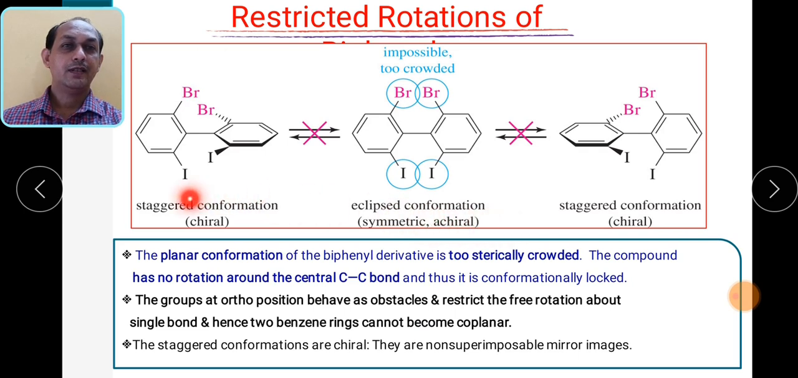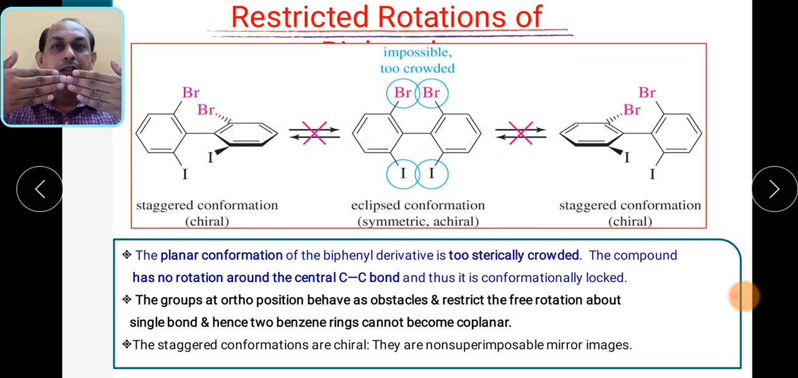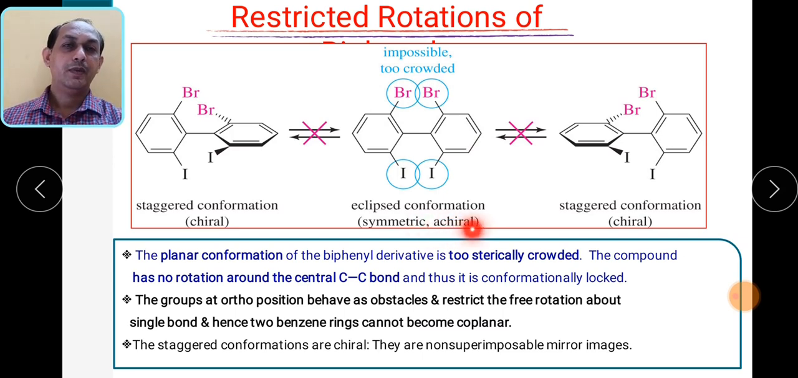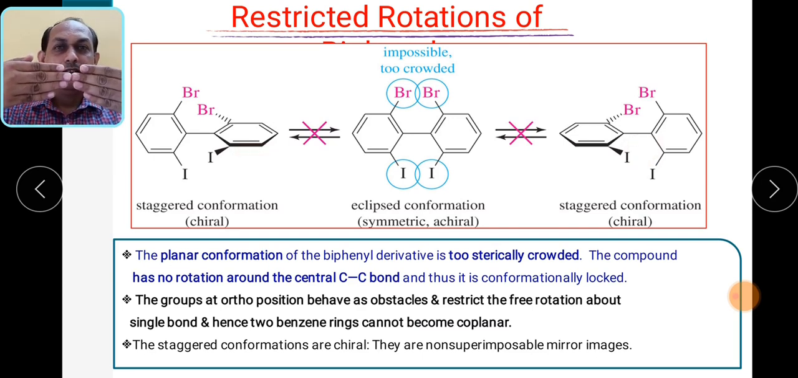So here you can see the moment it becomes planar for this particular structure, both the rings become planar. Although it is very improbable, it will exhibit achirality, because it will superimpose on its mirror image. So this particular structure becomes achiral. You can observe two structures. This is the only difference: in one the ring is perpendicular, and in the other structure we observe it like this. So these two structures are staggered conformations.